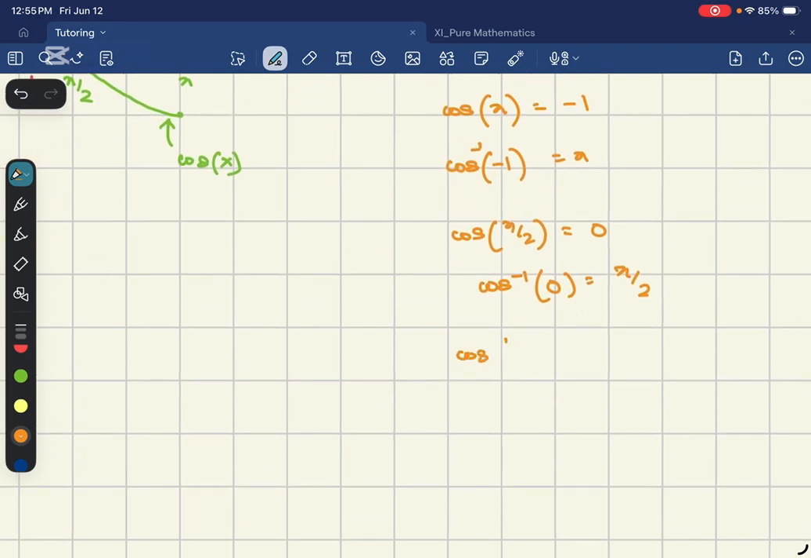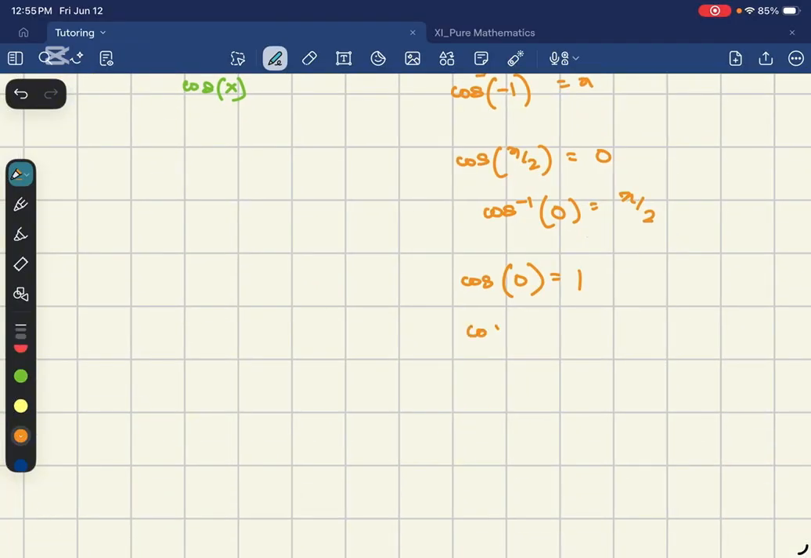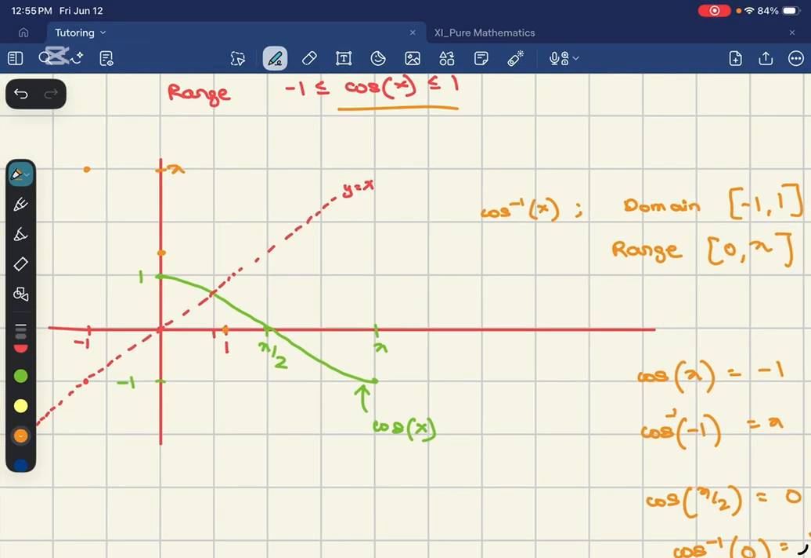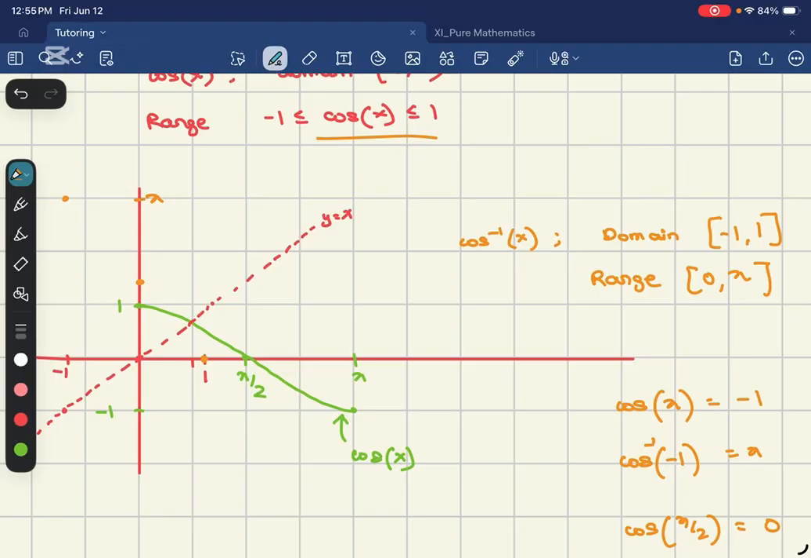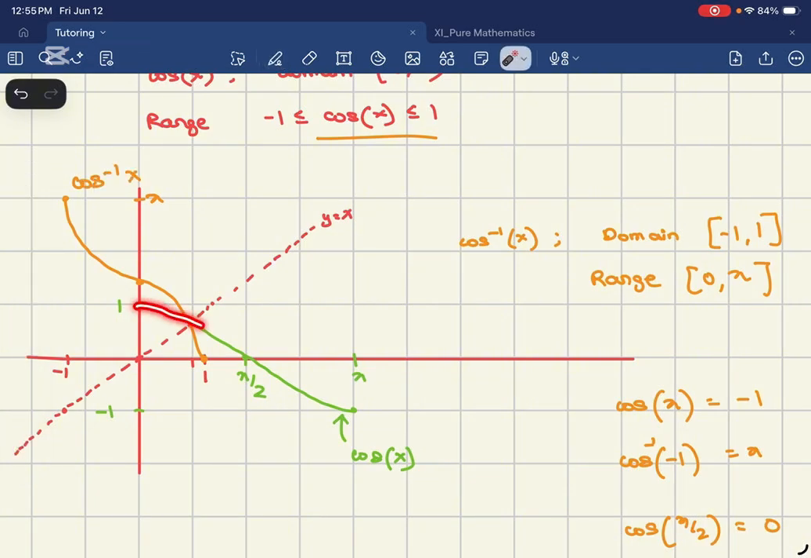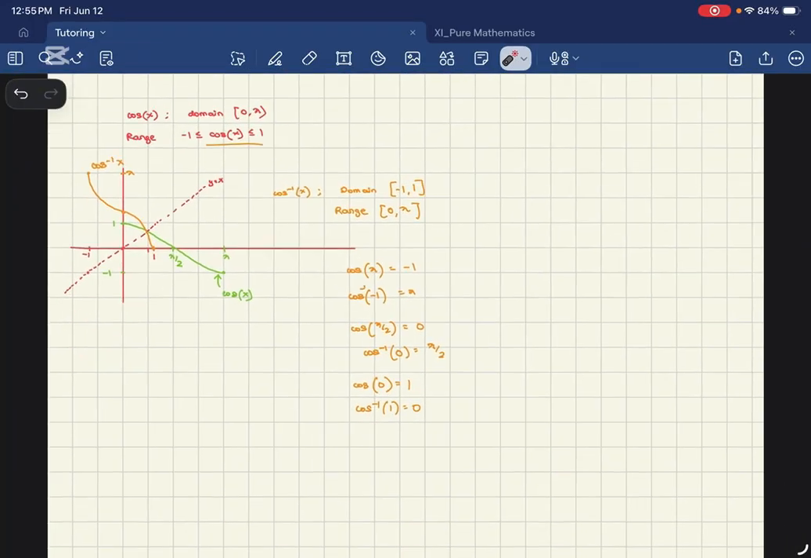And remember, cosine 0 is equal to 1. So cosine inverse of 1 is equal to 0. So my point is somewhere here, right? This gets reflected like this. All right, so now if you connect your points, your graph should look something like this. And this graph is the graph for cosine inverse of x. If you reflect this curve over this line, you should get the orange curve. All right, so that is going to be the graph for cosine inverse of x.